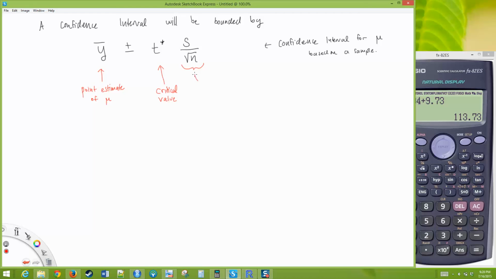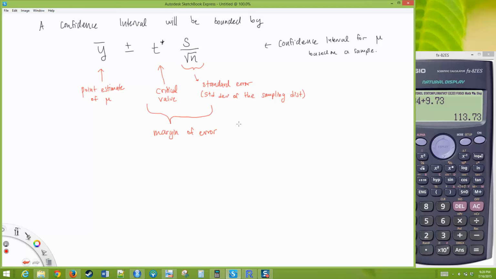And s over the square root of n, this is our standard error. Or it's also the standard deviation of the sampling distribution. Okay, and together, t star times s over the square root of n, this is called the margin of error.